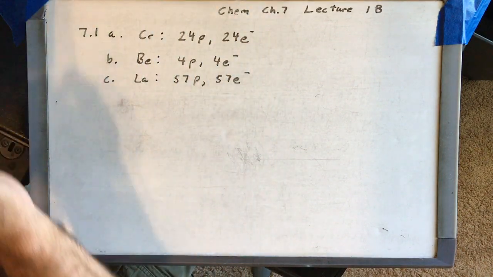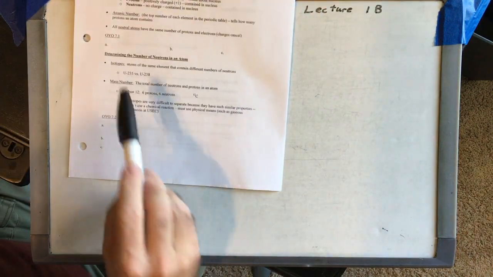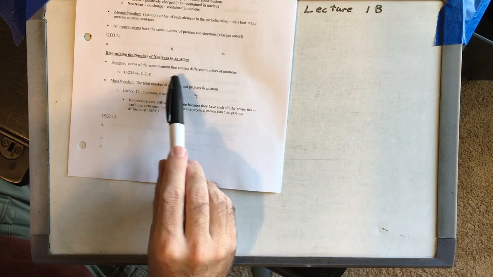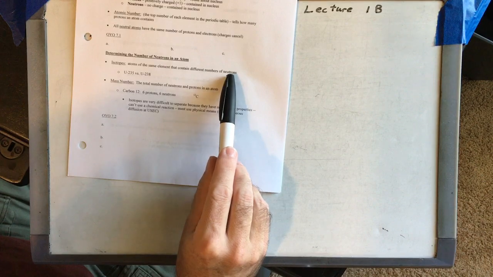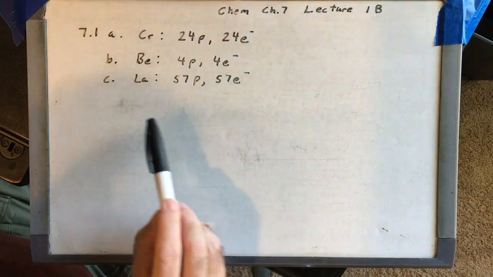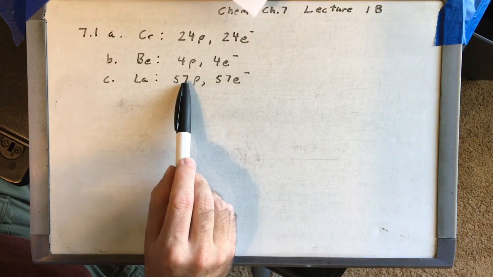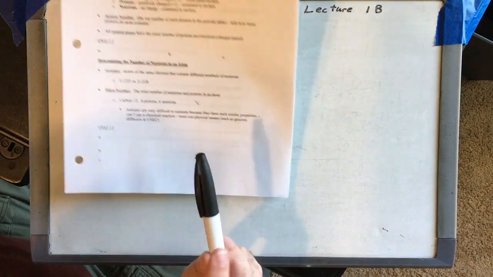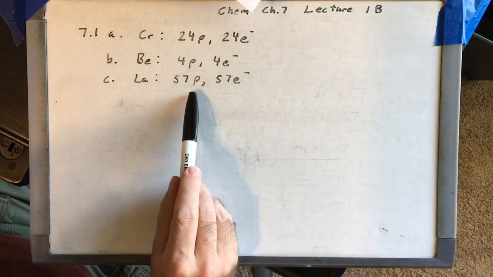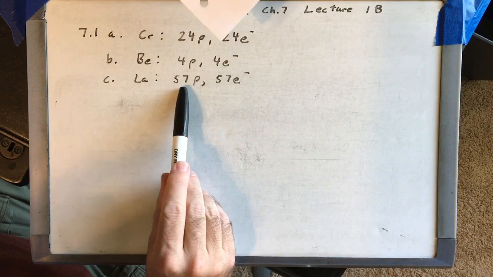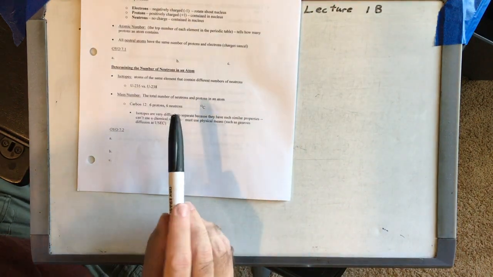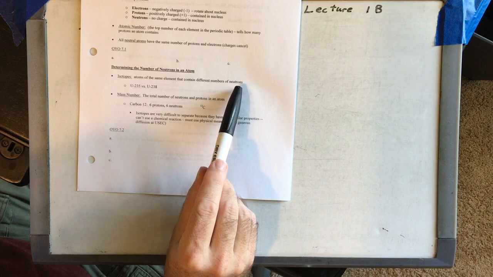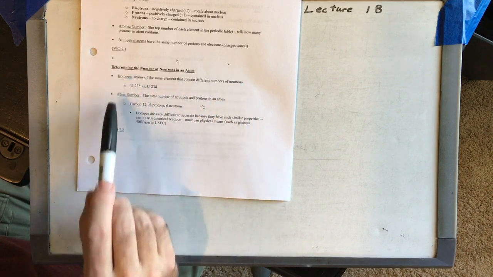All right, let's move on down your notes. Isotopes. So isotopes are atoms of the same element that contain different numbers of neutrons. Okay, so lanthanum's always going to have 57 protons, otherwise it's not lanthanum. However, it could contain a different number of neutrons. You can have lanthanum that has 57 neutrons, 54 neutrons, or 59 neutrons. Okay, it's still lanthanum, but they have a slightly different weight because they have different numbers of neutrons in the nucleus. So we call those isotopes.